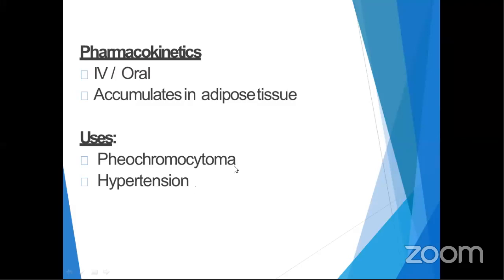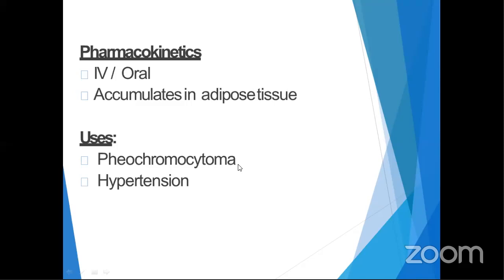Now, what is pheochromocytoma? Pheochromocytoma is a tumor of the adrenal gland, and that secretes more of the neurotransmitters, that is norepinephrine as well as adrenaline. So when there is an increase in these neurotransmitters, they act on the blood vessels, and there is hypertension because of the vasoconstriction. So we can use it in pheochromocytoma because when we give the alpha blocker, it can act on the blood vessels and cause vasodilatation, thereby relieving the hypertension caused due to pheochromocytoma.